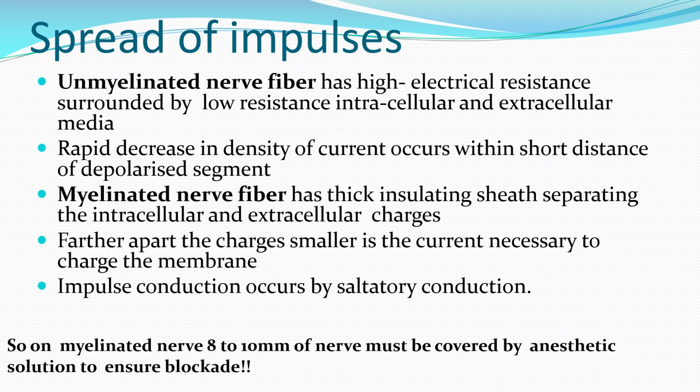The most important thing is the spread of impulses. Remember, a myelinated nerve fiber containing a node of Ranvier allows saltatory conduction. That is why it allows faster conduction of nerve impulses. So in a myelinated nerve, almost 8 to 10 millimeters of nerve must be covered by the local anesthesia solution for an effective blockade of the conduction process.